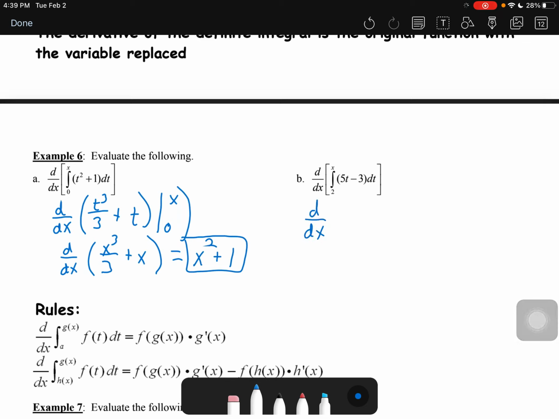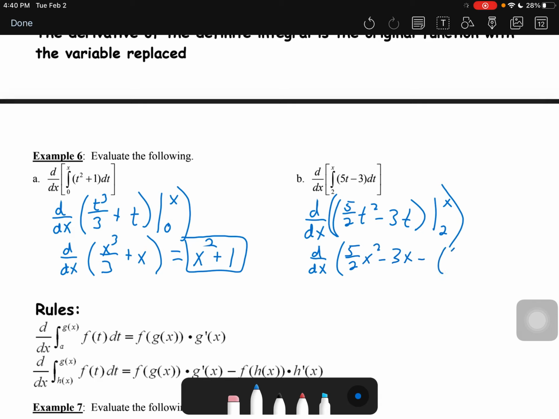So d/dx of, when I do this integral here, I'm going to get 5/2 t squared minus 3t, and I'm going to evaluate that from 2 to x. And so when I put this in, it's going to be 5/2 x squared minus 3x, and then minus 5/2 times 2 squared minus 3 times 2.